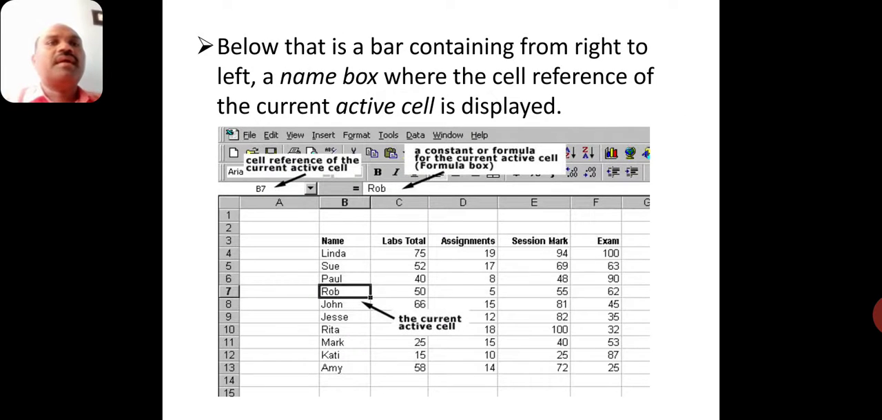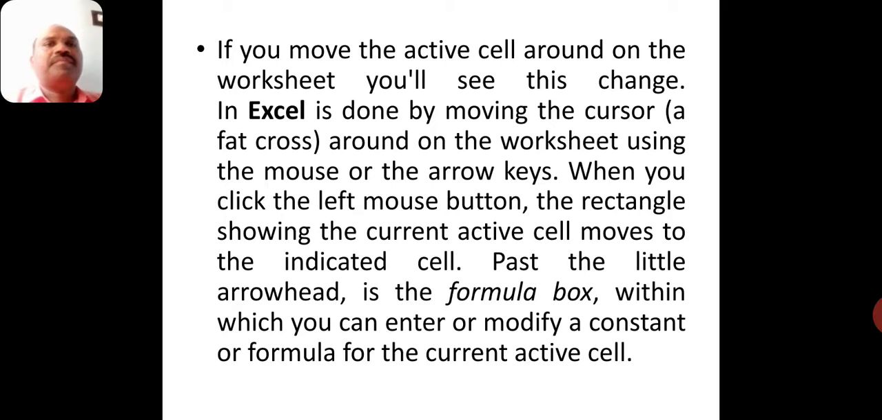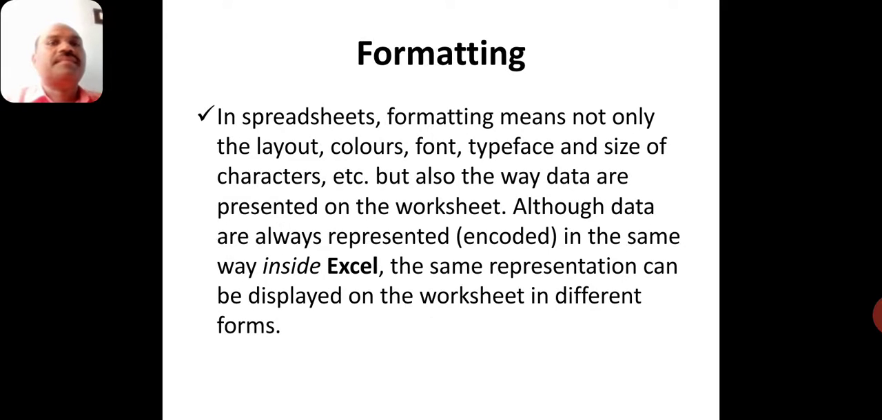Below that is the bar containing, from left to right, a name box where the cell reference of the current active cell is displayed. If you move the active cell around on the worksheet, you will see the change in the name box. This is done by moving the cursor around on the worksheet using the mouse or the arrow keys.